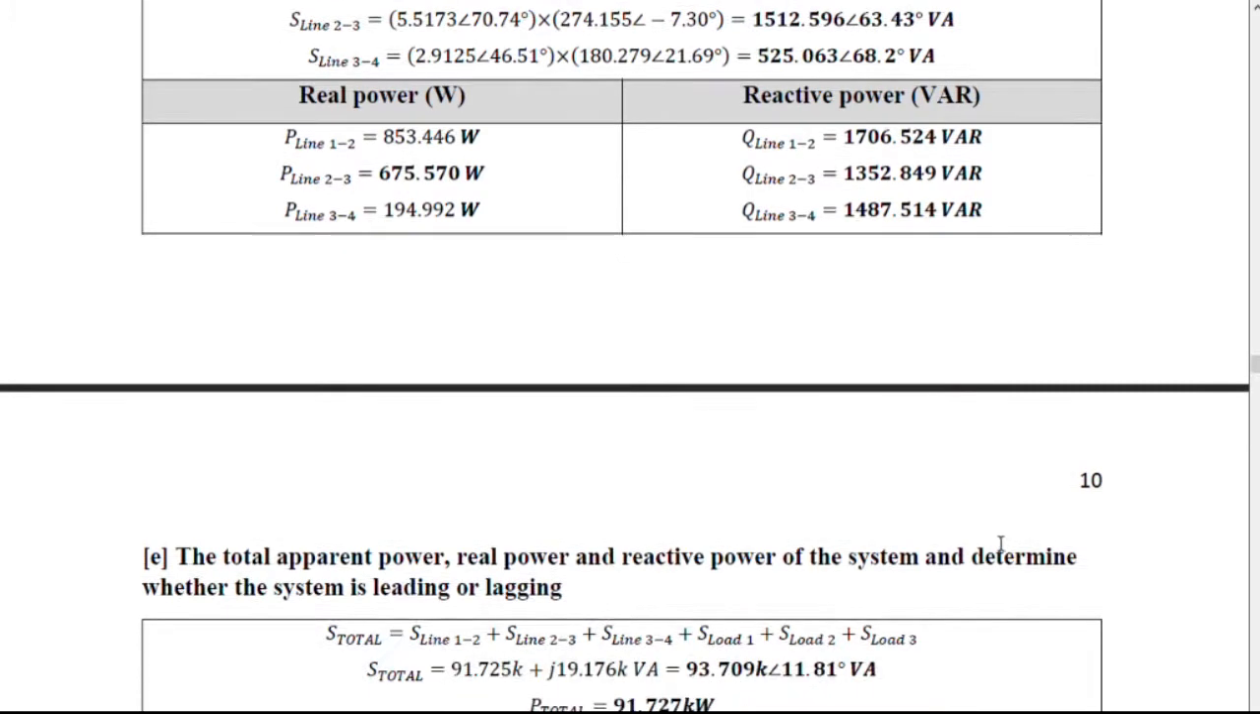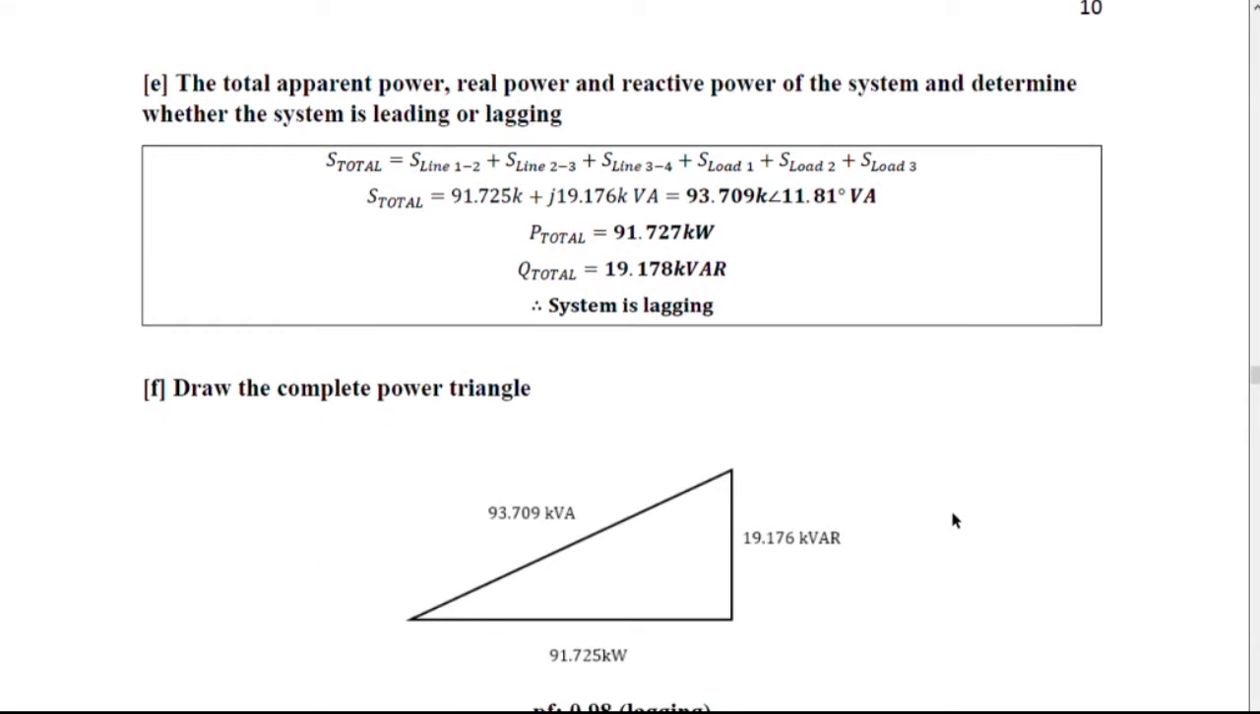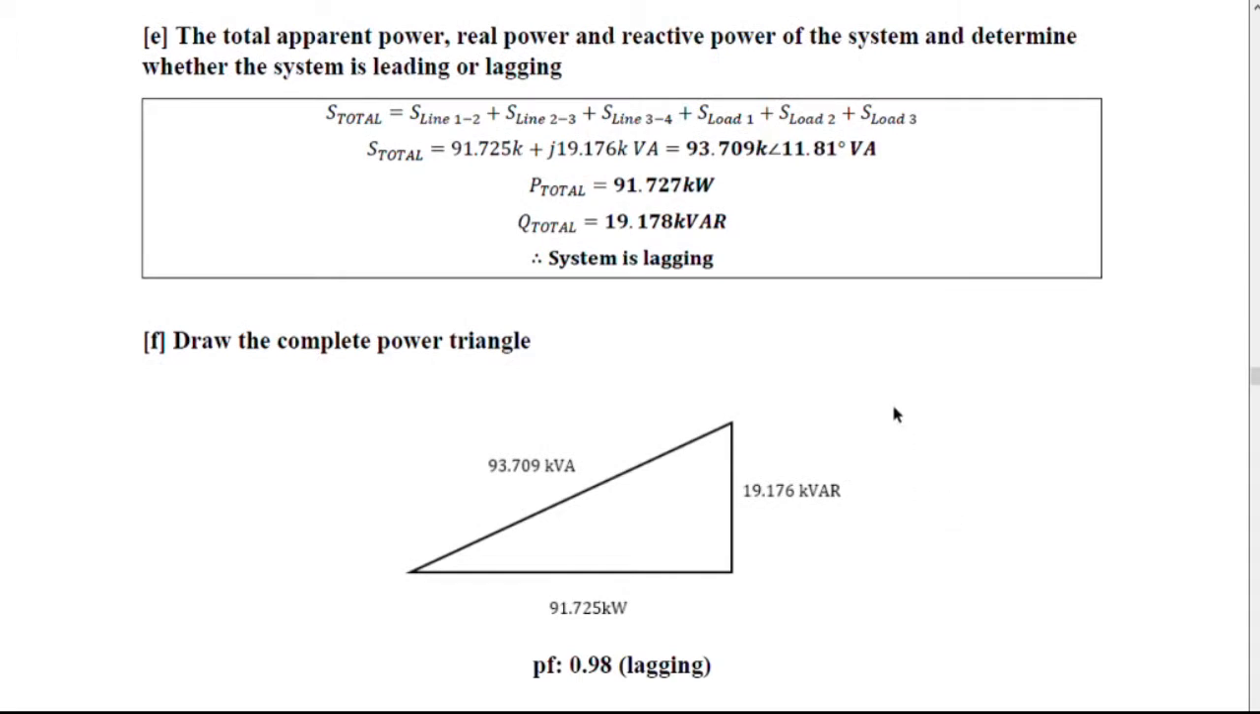Next, we want to know the total apparent power, the real power and the reactive power of the system, and we want to determine whether the system is leading or lagging. This is easy by adding the apparent power at line 1 until 2, line 2 until 3, line 3 until 4, and the apparent power at each of the loads. The total apparent power is 93.709 kilo with the angle of 11.81 degrees volt ampere.